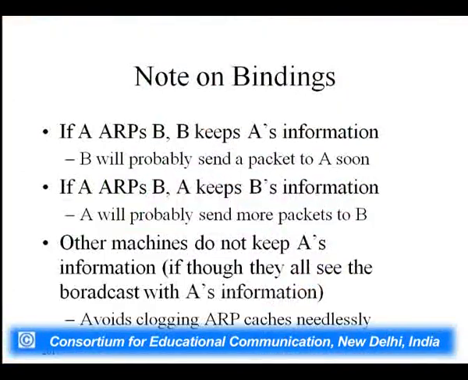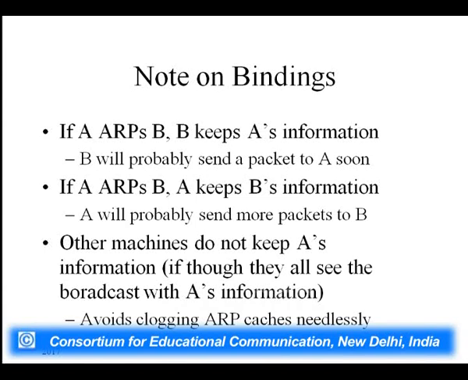Then if A sends an ARP to B and B keeps the age information, A will probably send a packet to B soon. That means it has resolved the address and sends a packet. If A sends an ARP to B and keeps B's information, A will probably send more packets to B, but other machines do not keep age.